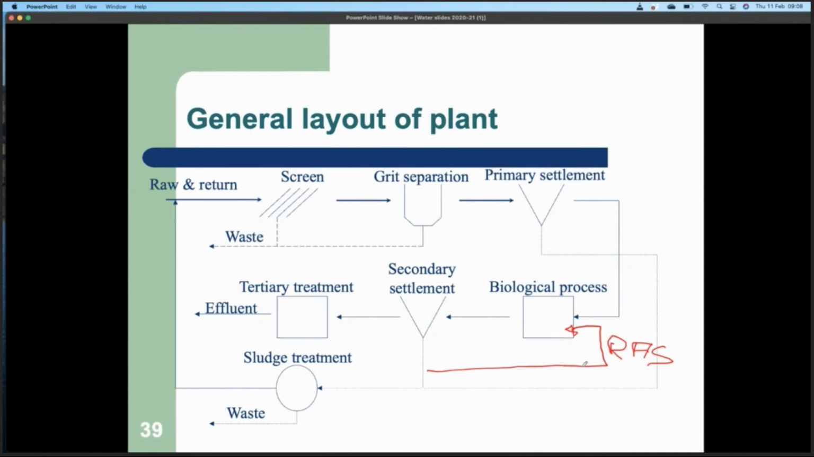But some of it you also have to return into the process, because the water flows through this plant faster than the bacteria grow. So if we kept the water just openly flowing out, then you wouldn't have any bacteria left here in the biological process to actually do the biological process. So again, some return activated sludge goes back into the front end.